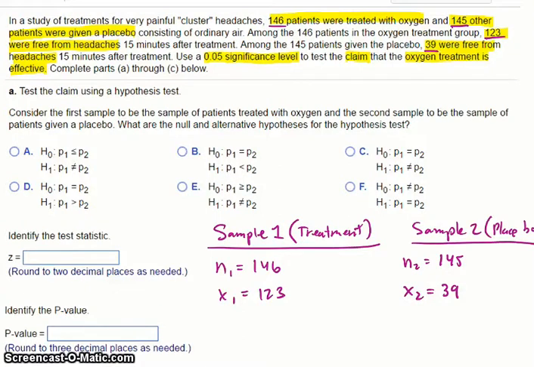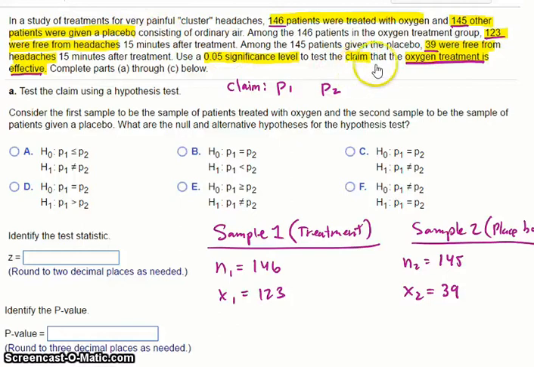So let's identify the null and the alternative. We usually should start with the claim. So the claim is that the oxygen treatment is effective. Because this is involving two proportions, we're going to compare p sub 1 with p sub 2. Remember, p sub 1 represents the proportion of those who were free from headaches for the oxygen group, the treatment group, and p sub 2 represents those who were free from headaches with the placebo group.